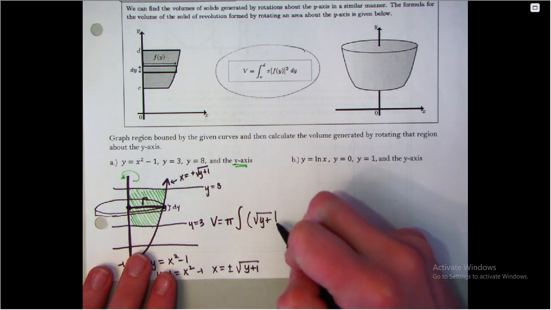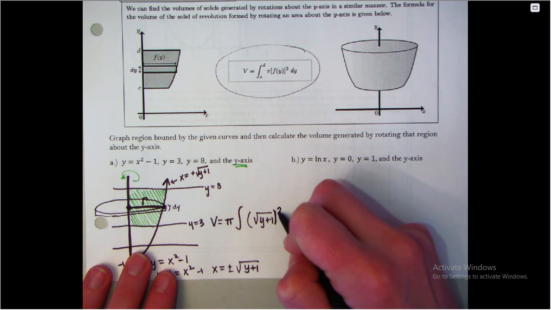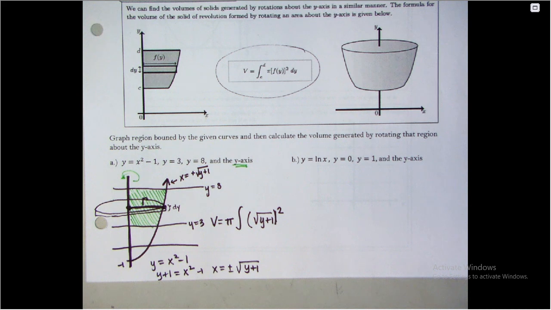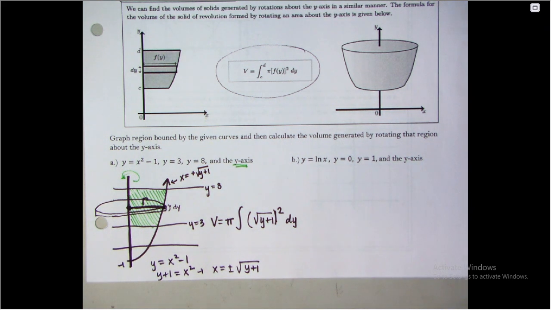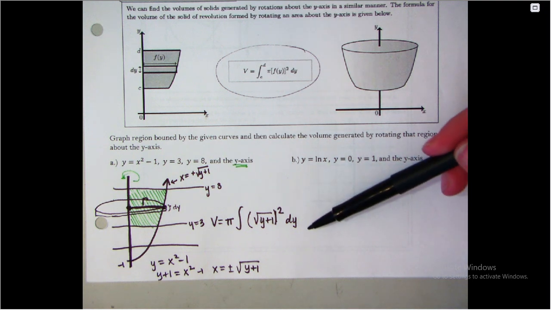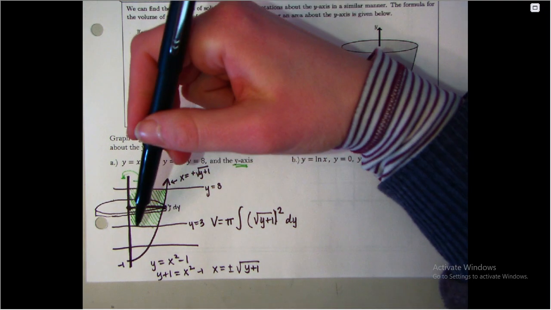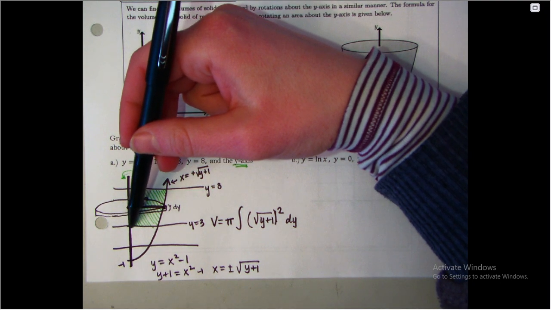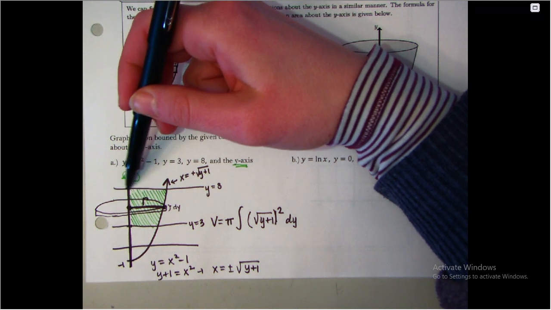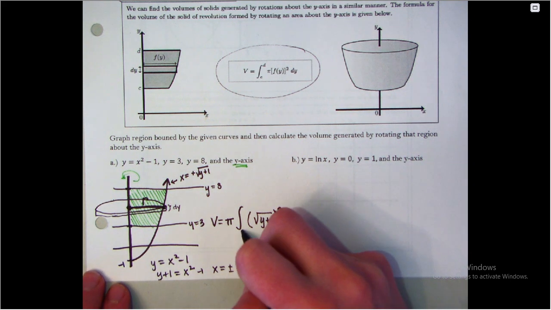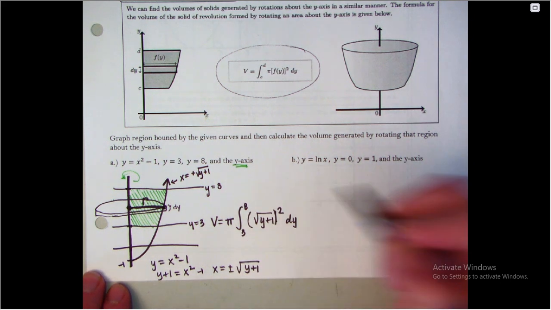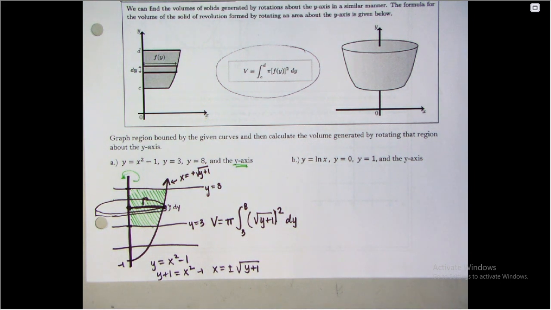Well, we'll make do. Plus 1 squared. And then dy. Now, because everything is in terms of y's, I want to think about building disks from the bottom level here at y equals 3 to the top height here at y equals 8. And that means that I will have bounds from 3 to 8. Those are y values that I'm referencing, as are the y's in the function, as is the dy.